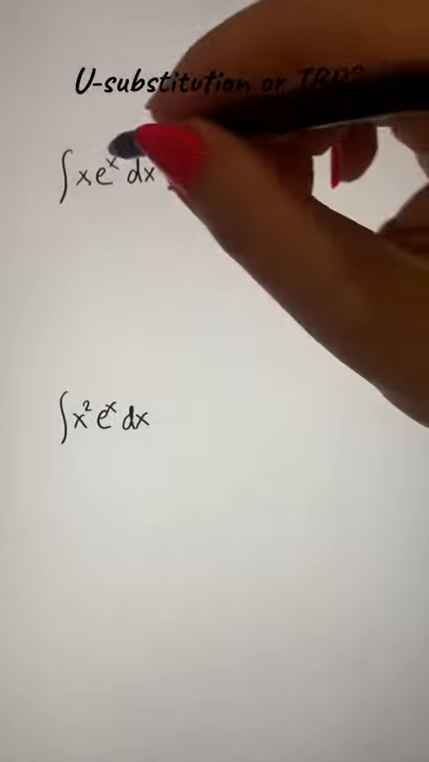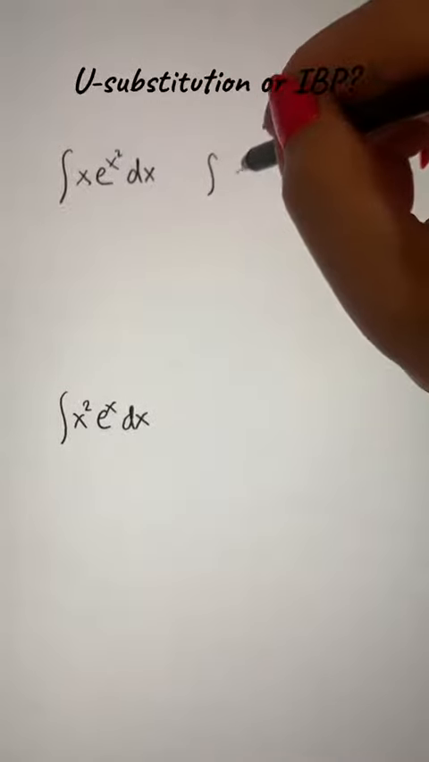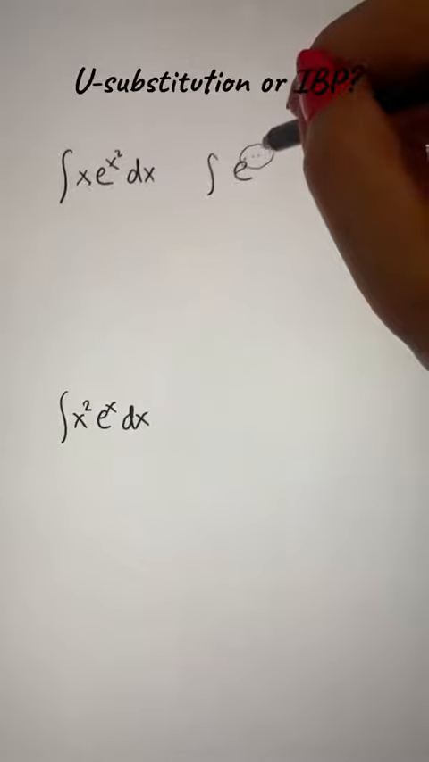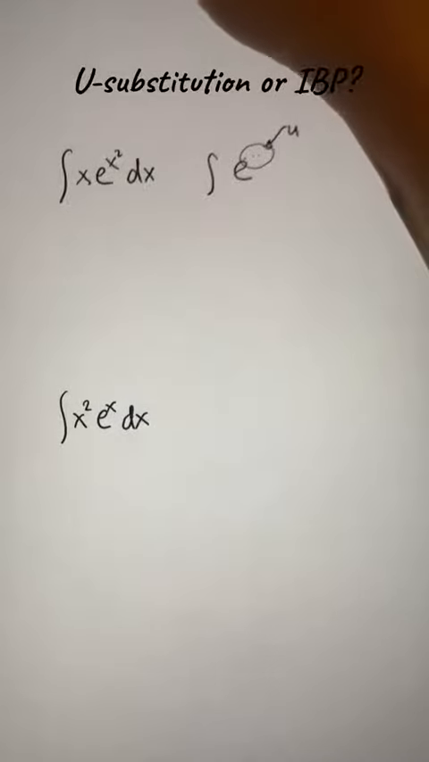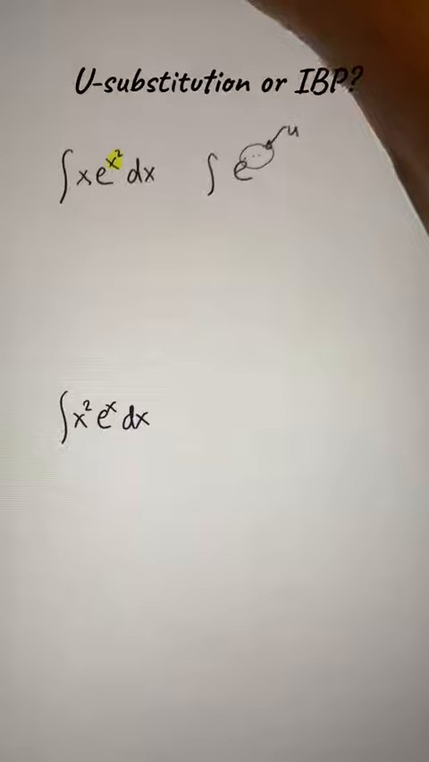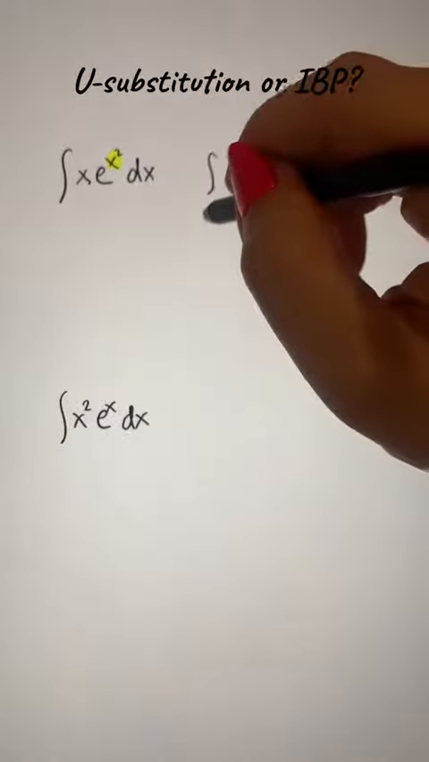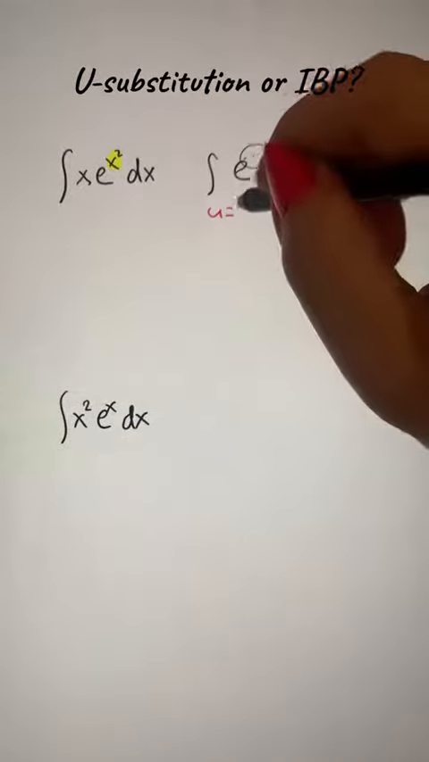How do we know whether we should be using u substitution or integration by parts to solve these questions? So we have e to the power of a function of x. In u substitution, we learned that we take the power to be the u. So let's see if this is going to work. If it is going to work, the derivative should be in the question.